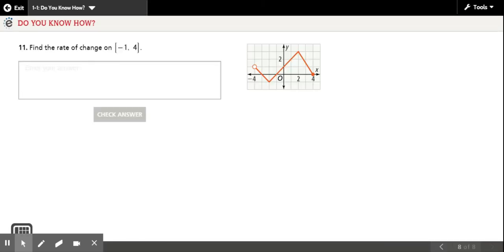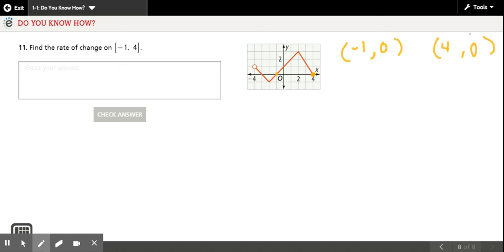And then find the rate of change from -1 to 4. Again, these are two ordered pairs. It's only talking about the x values there. So I've got two ordered pairs where one of the x values is -1, the other x value is 4. Where x is -1, the y value is 0. It's that point there. And when x is 4, the y value is also 0.